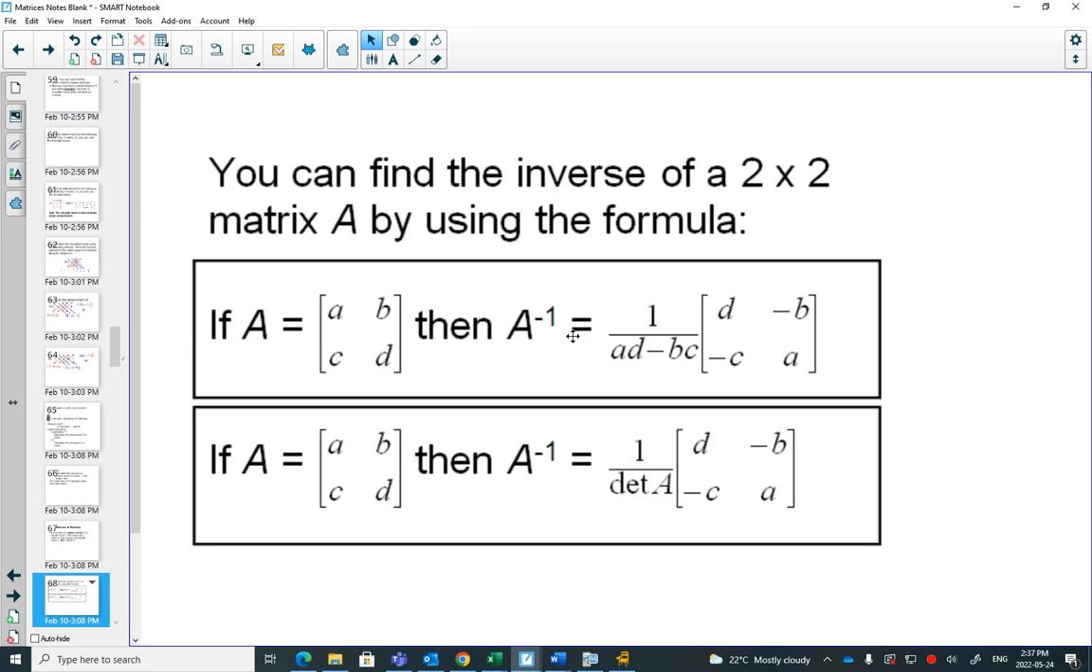Well, here's the formula for the inverse of a 2 by 2 matrix. Notice it has the determinant in it as a scalar multiple in front, 1 over the determinant of A. And so earlier we had said that if the determinant's equal to 0, there is no inverse, and this is the reason why. If the determinant's 0, you'd be dividing by 0. Dividing by 0 is not allowed. And so for the inverse, the determinant cannot be equal to 0.